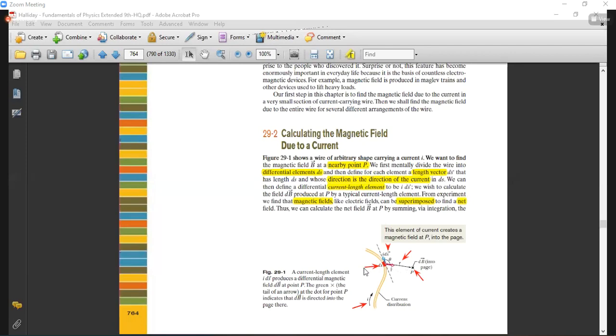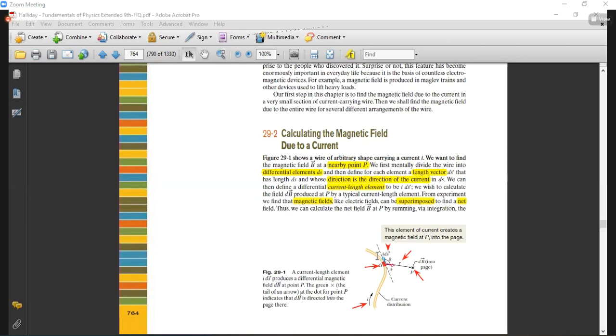We will use the term current length element in our derivations. The current length element is the product of the current and the length element, so it is a vector quantity. First we will find out the magnetic field at point P due to this element, and then we will integrate by using the limits, and then we will be able to find out the magnetic field at point P due to the whole wire.